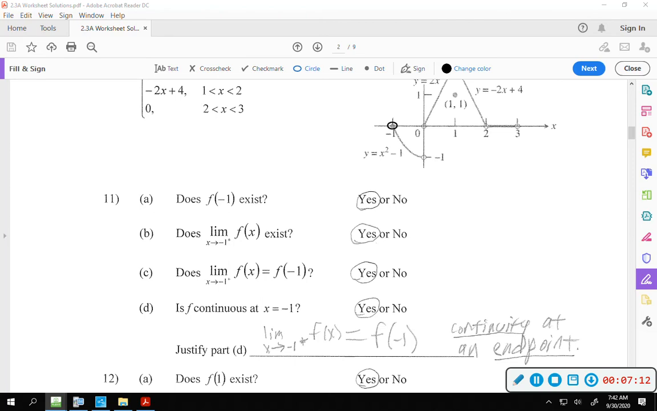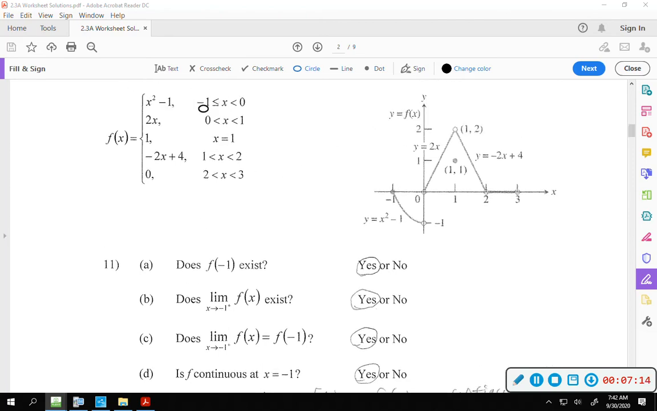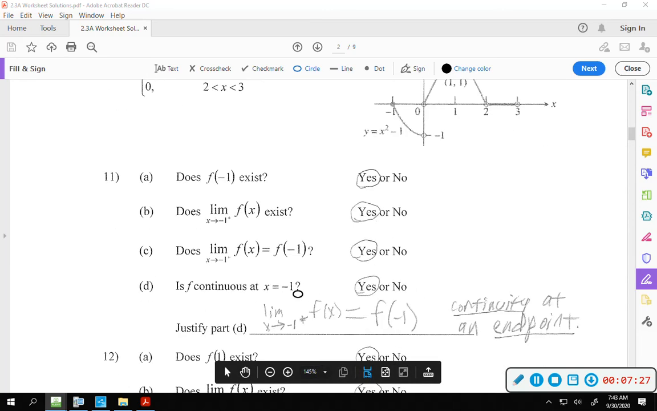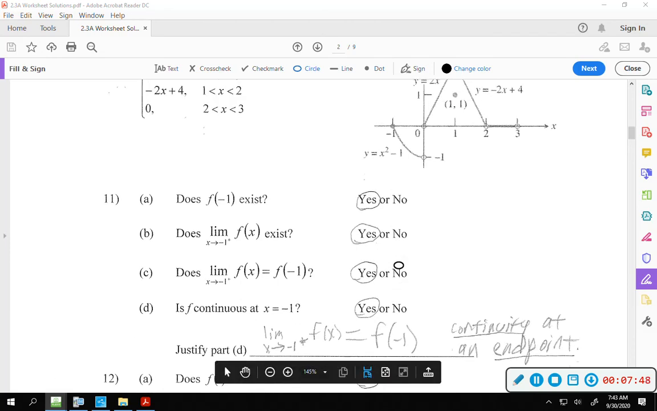That is the endpoint of the domain. It is the last value of x described in this domain. And since the right-hand limit equals the value of the function, since it's an endpoint, that is enough to say that this function is continuous at that endpoint. The justification is to say the limit as x approaches -1 from the right of this function equals f(-1). That is the definition of continuity at an endpoint. Much different than continuity at an interior point. Let's take a look. We're probably going to run into some of that.